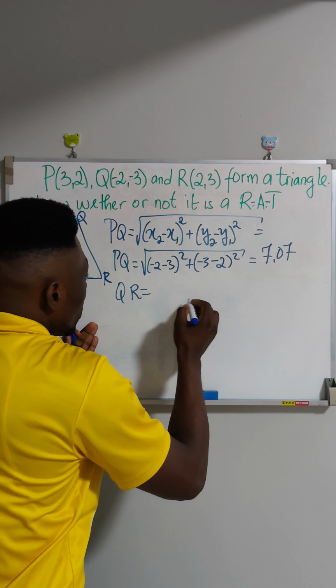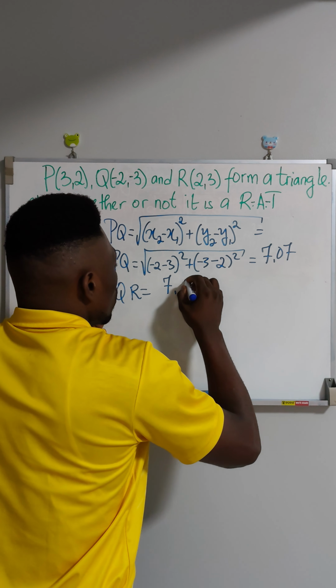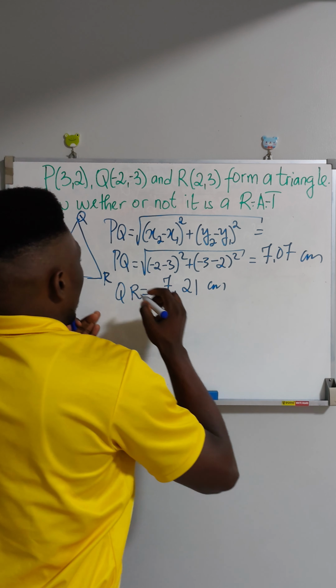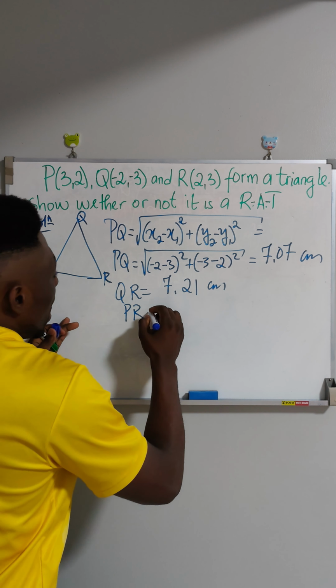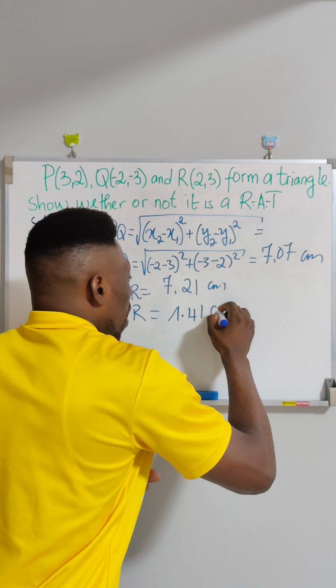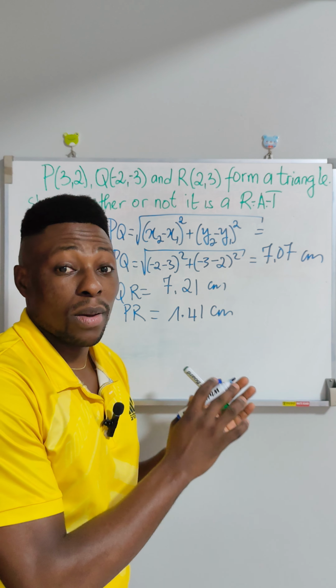QR, if you correctly do it, we are going to end up with 7.21, maybe centimeters if you want. And now for the last one, PR, which is this last one, if you correctly do this same thing, you will have 1.41 cm. Now comes the crucial point of this problem.